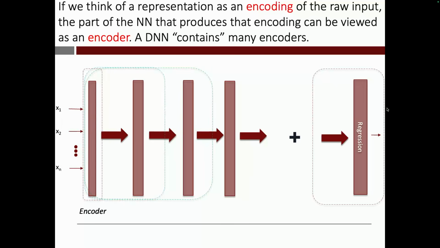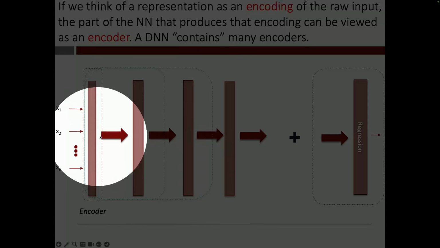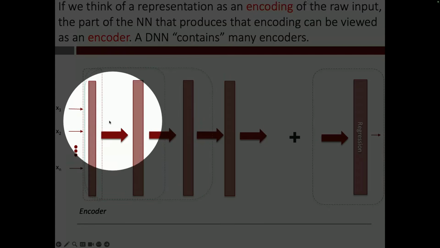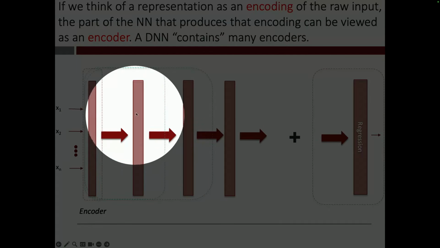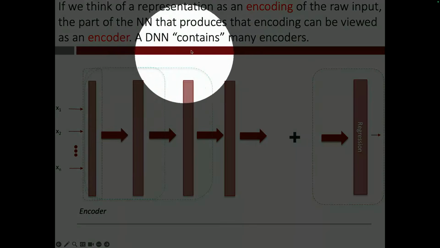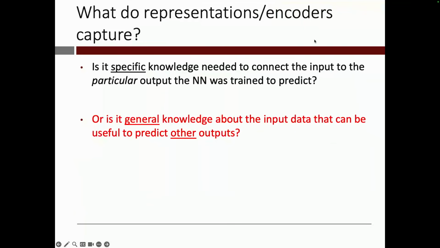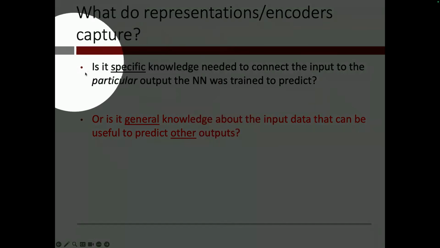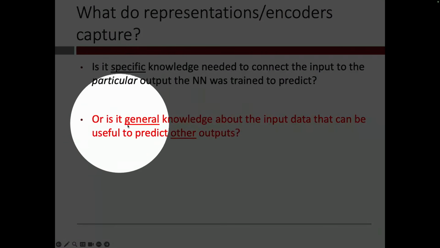From this perspective, you can imagine that each layer here is like an encoder. It encodes the input. The first layer encodes it, the first 2 layers encode something, the first 3 layers encode something, and so on and so forth. So a deep network contains many encoders. And so the question is, what do these representations actually embody? What do they capture? Is it specific knowledge about the particular problem that you trained the network on? Or is it general knowledge about the input data?